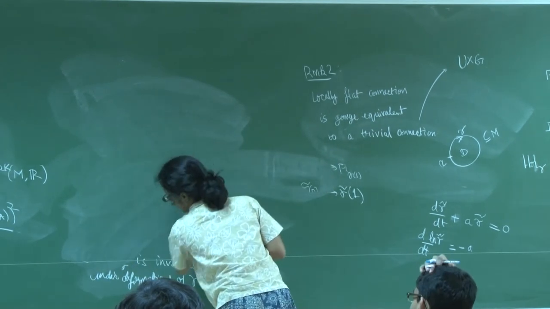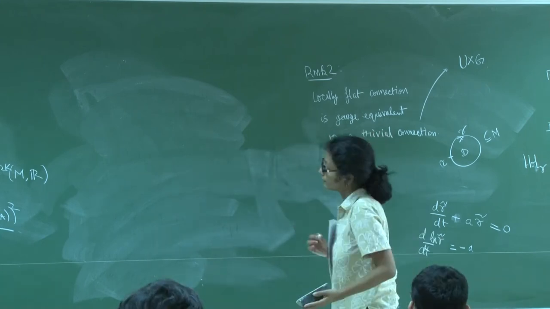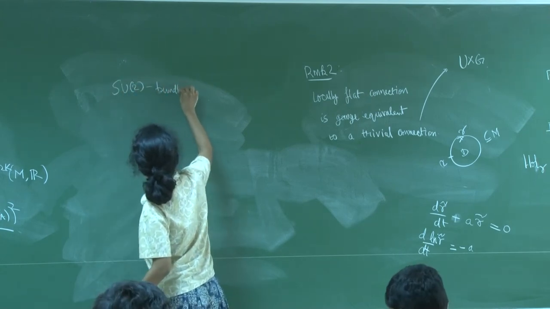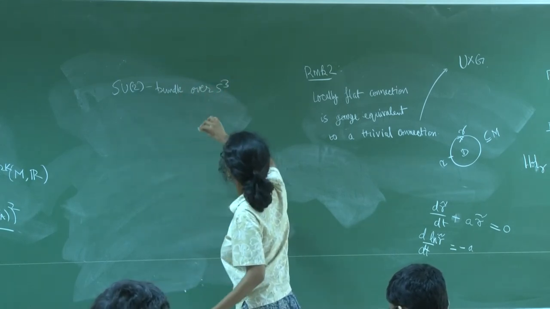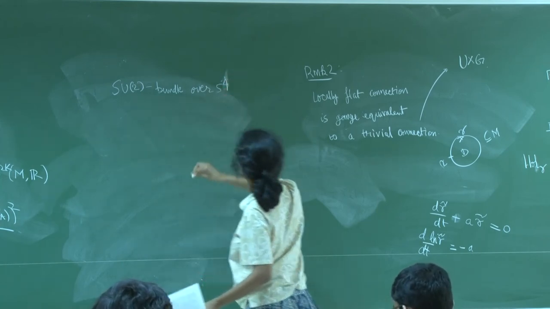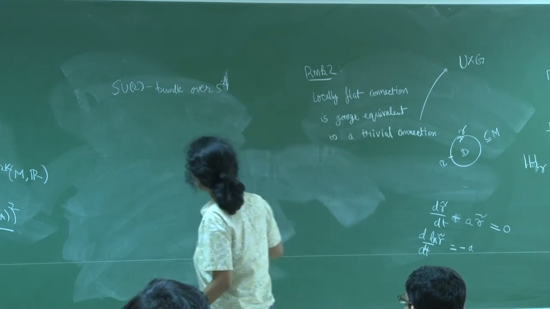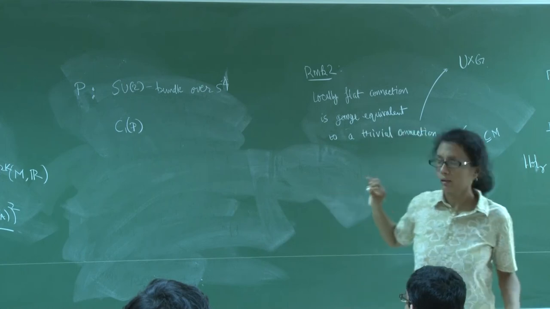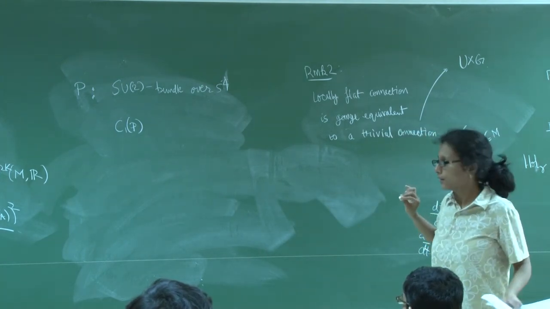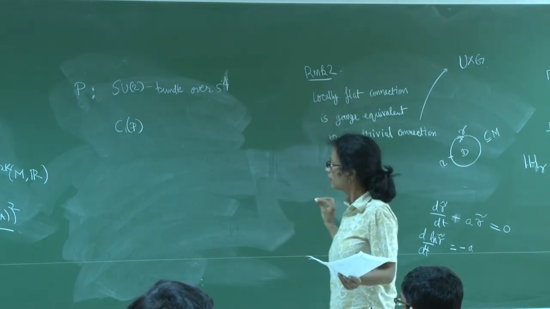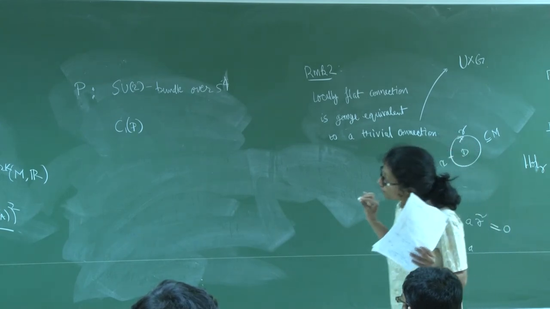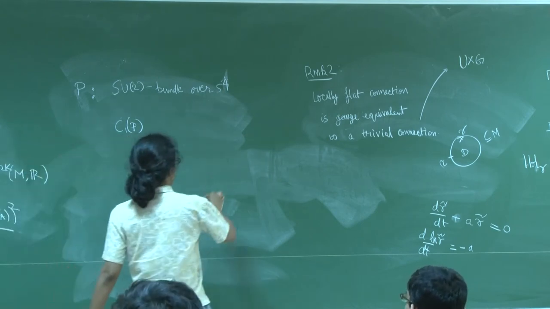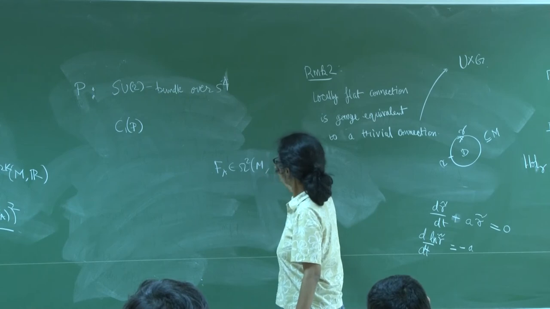And just to get a sense of a very simple case, consider an SU2 bundle over S4. Firstly note that, did you say anything about its first Chern class? So what is the first Chern class? The first Chern class is taking the trace of curvature. And curvature in this case lies in the Lie algebra of SU2.